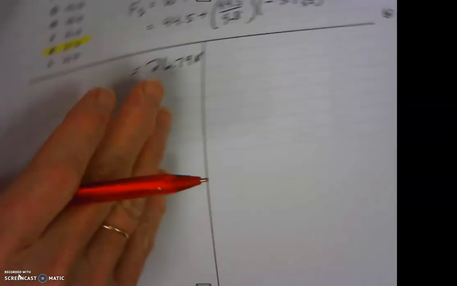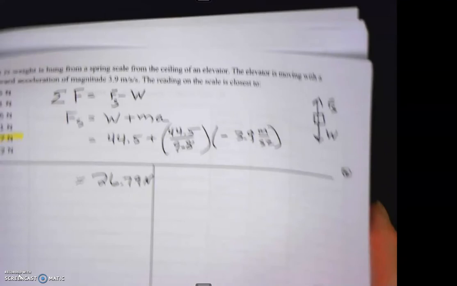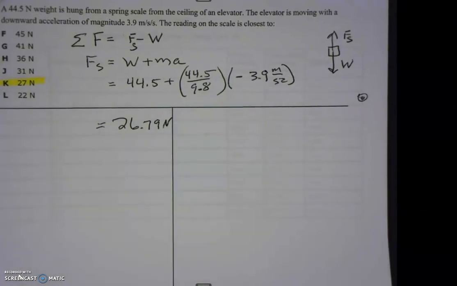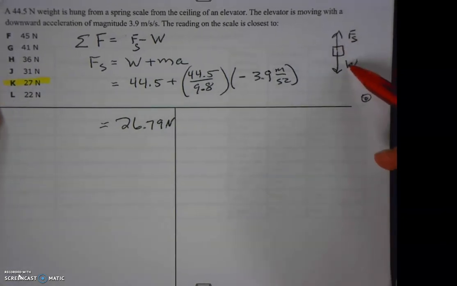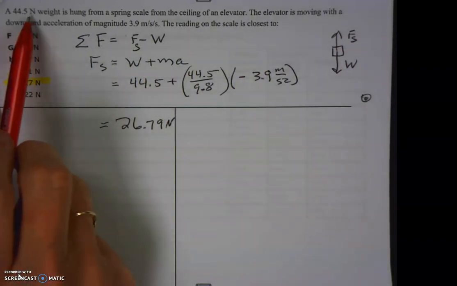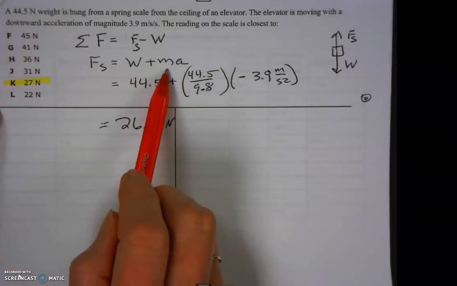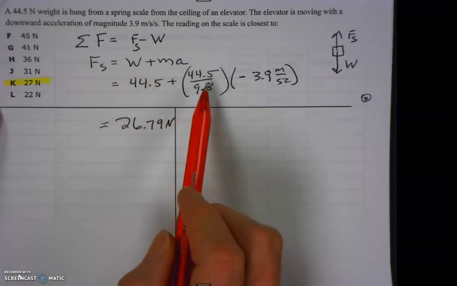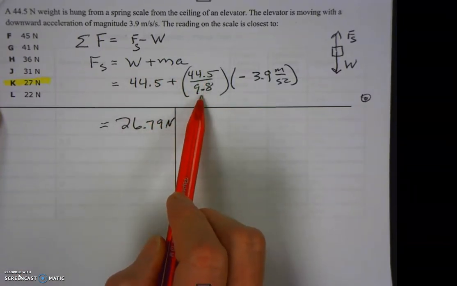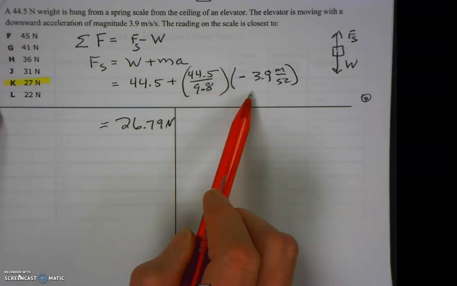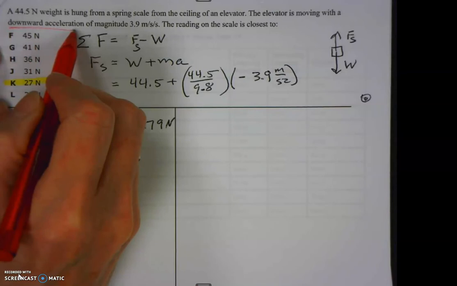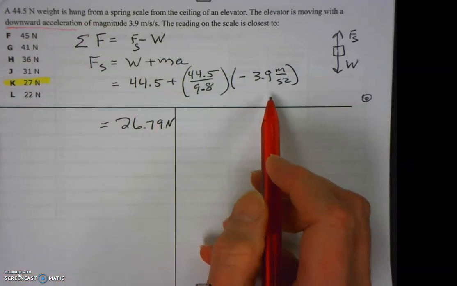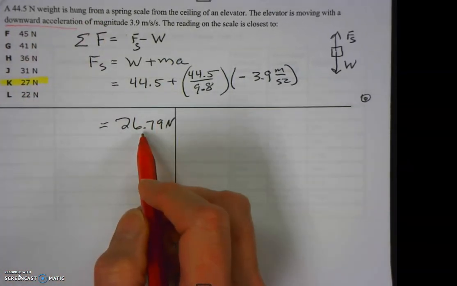Moving to the next page, we have a weight hanging from a spring scale from the ceiling of an elevator. So we go back to our notes on that one if you need to review this. And it's the force of the scale up, the weight down. And a little bit of a complication here is that we have weight, but at some point we need mass because we have to use mass times acceleration. So remember, weight divided by 9.8 will give us that mass. So here's our mass times acceleration. An important point to get is that this is a downward acceleration. Therefore, you have to use a negative acceleration, and that will give you the correct answer here.